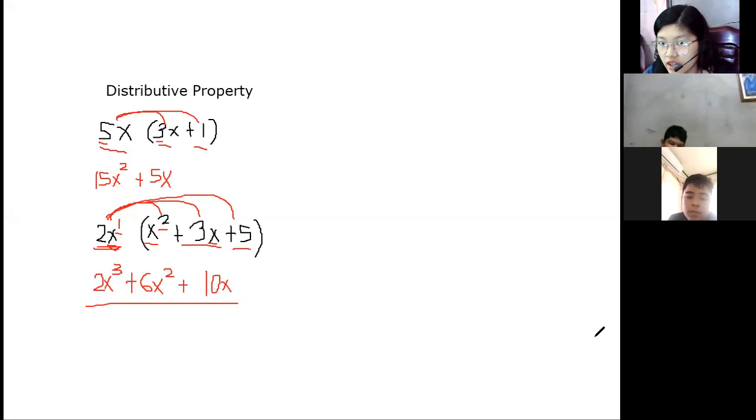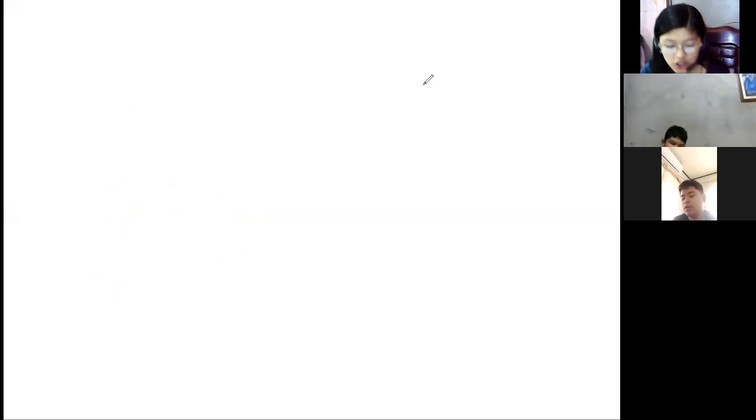Another one, we have the conventional method. So, dito sa example natin, masyado siyang malalaki na yung mga numbers. So, magbibigay na lang ako ng mas madali.